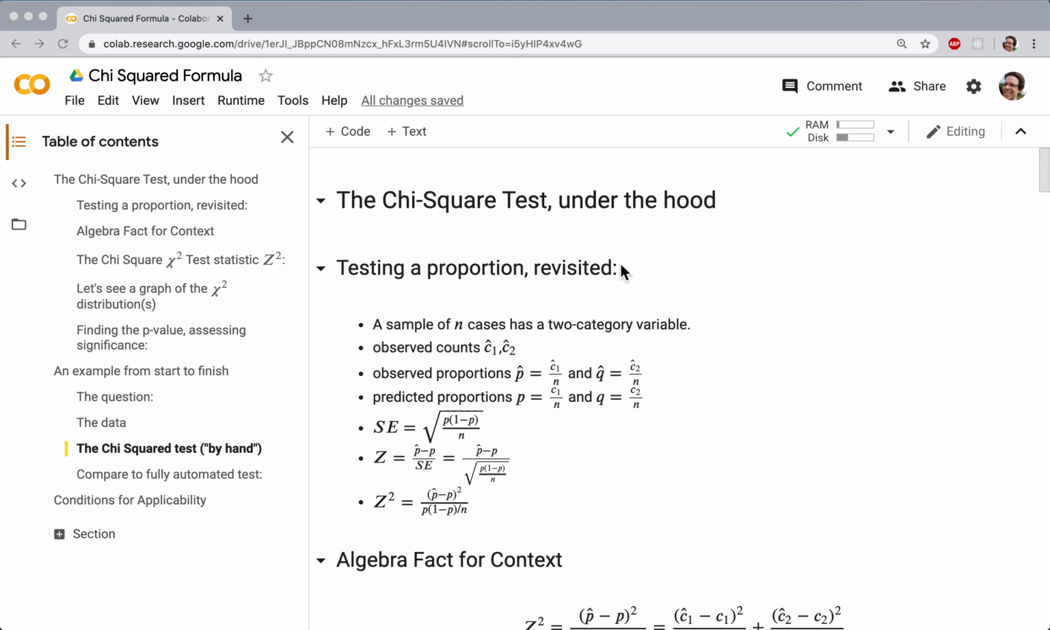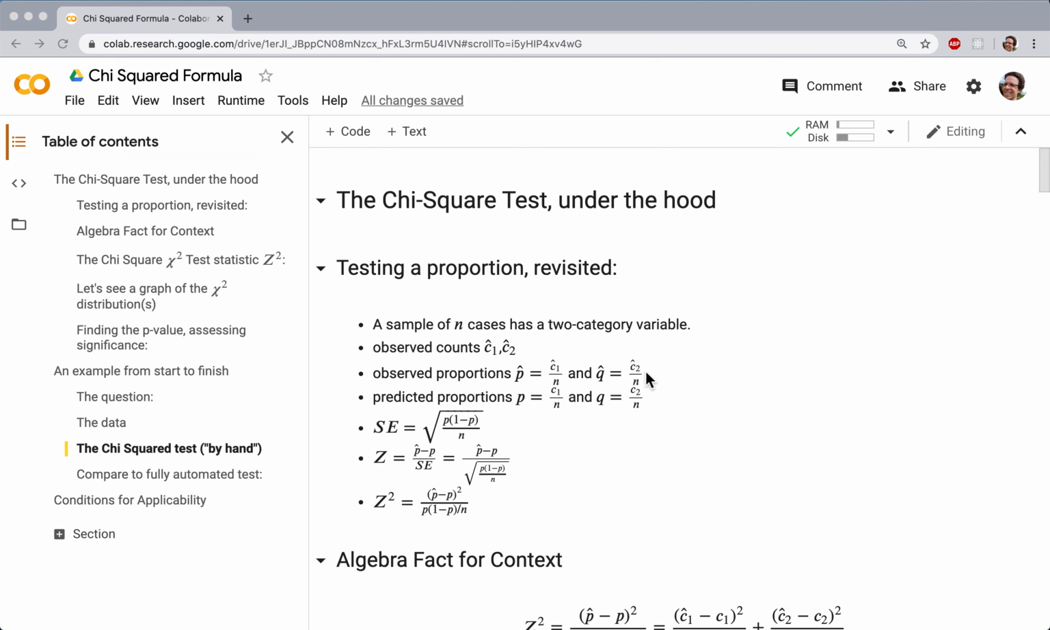So let's imagine a typical test for a proportion in which we have n cases of a two-category variable. Maybe it's true, false, something else. We have observed counts, c hat 1 and c hat 2. These are not the observed proportions, but just the counts. Maybe there are 100 in this case and 200 in this case. We can calculate the observed proportions, p hat, which is c hat 1 over n, and q hat, which is c hat 2 over n.